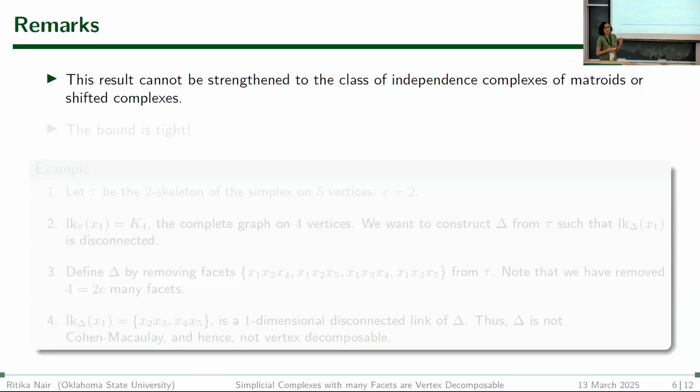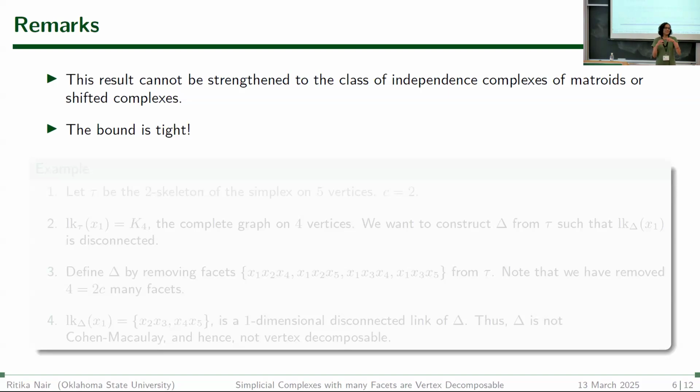Next question is, can you improve this bound? So no, this bound is tight. Okay, we cannot improve this bound. And we have constructed a family of examples which shows that this bound is tight, meaning if you start off with n vertices and you consider the n minus c minus 1 skeleton of the complex.